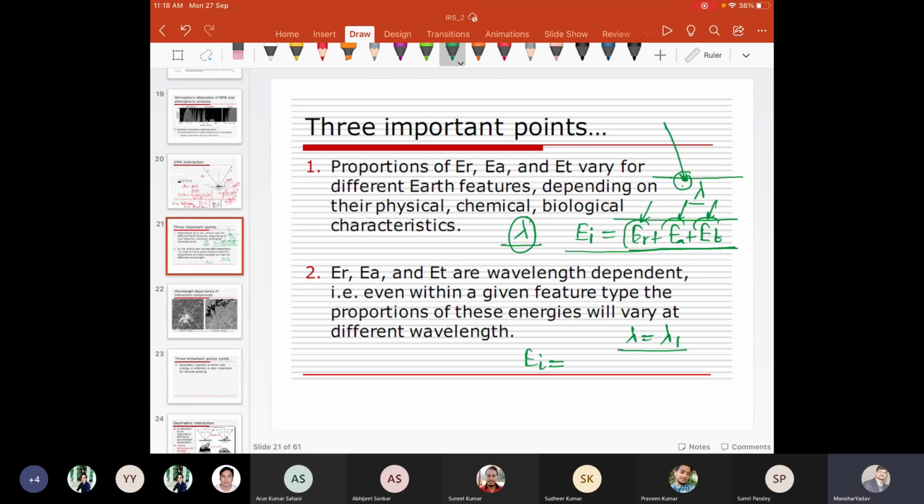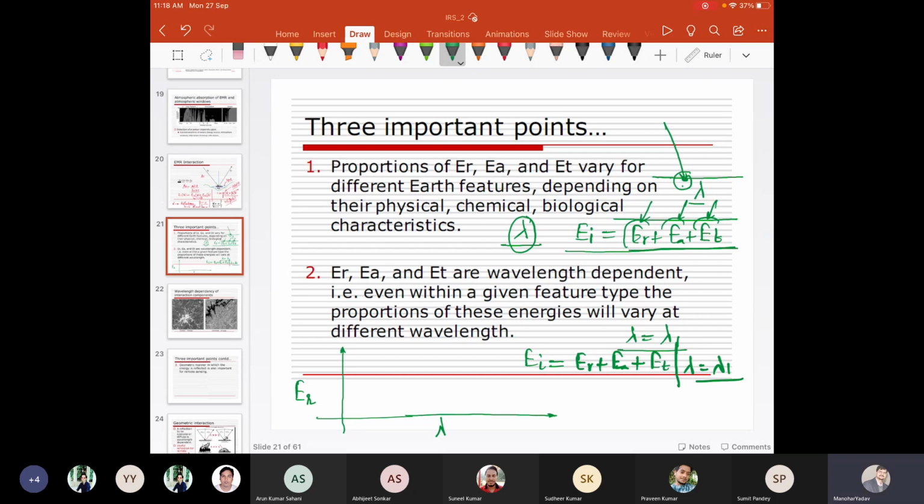So at lambda 1 there are specific contributions of ER, EA, and ET, and the sum of them is equal to EI. Okay, ER, EA, and ET at lambda is equal to lambda 1. Fine. Now, based on the discussion at point number 1, I'm going to plot a curve between the reflected energy and wavelength. This is lambda, okay, and this is ER. It's a reflected energy.